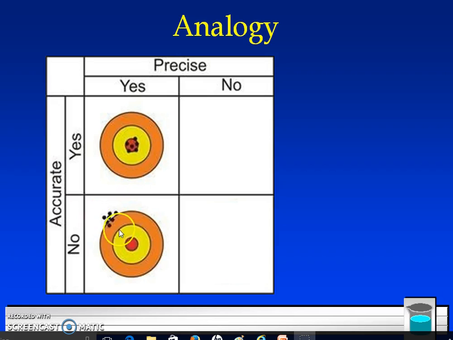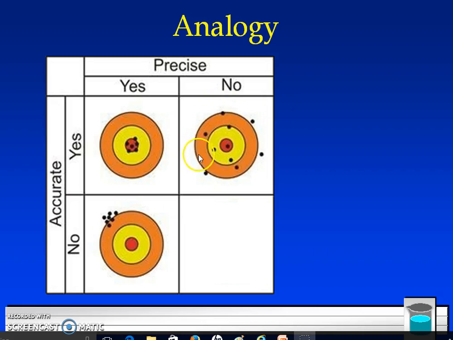But if we look at this dartboard, again, we're precise because we're hitting the area multiple times, but we're not accurate. And this is where error is going to play a big part. What kind of error would this be? Is it the equipment error? If the equipment is not calibrated correctly, it's going to give you that same error over and over again.